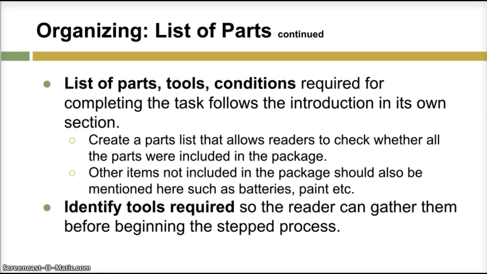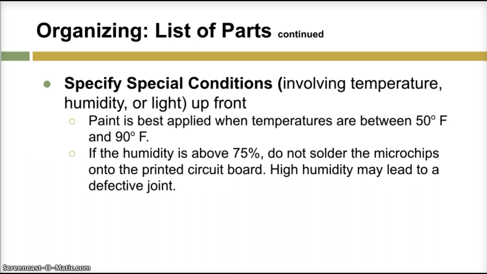Make sure also that you identify tools required for the reader so that the reader can gather them before beginning the stepped process. Finally, you want to specify special conditions that might involve temperature or humidity or lighting up front. So here are some examples. Paint is best applied when temperatures are between 50 and 90 degrees Fahrenheit. Or, if the humidity is above 75%, do not solder the microchips onto the printed circuit board. High humidity may lead to a defective joint.